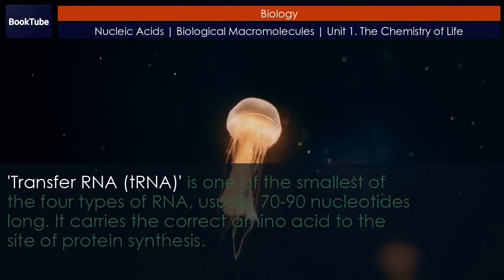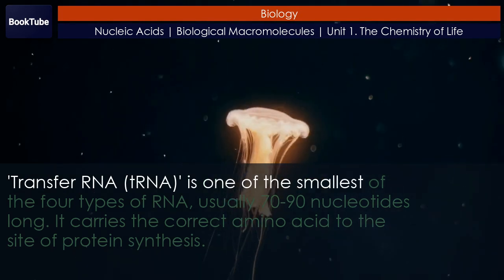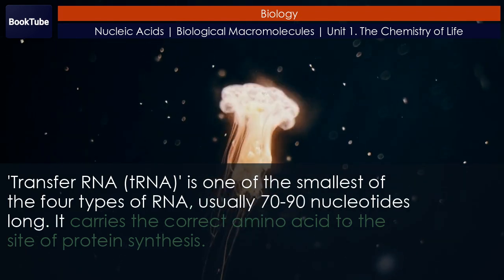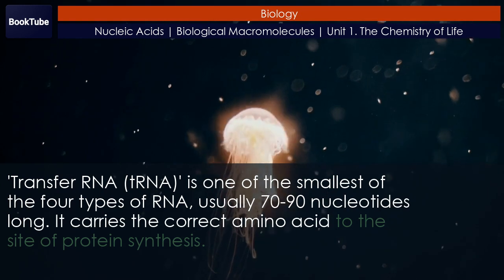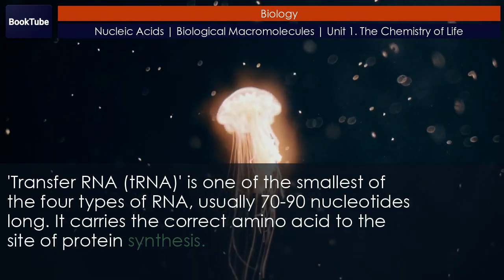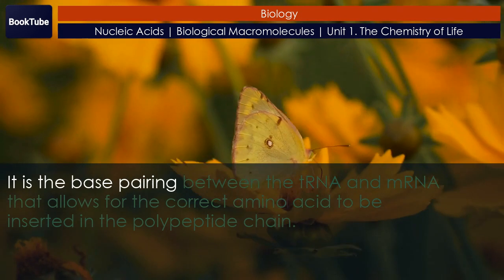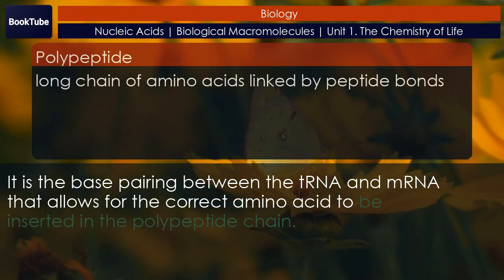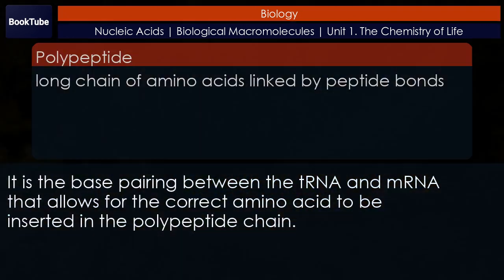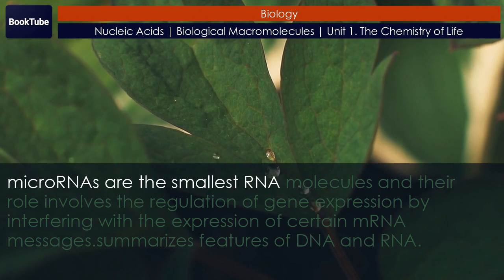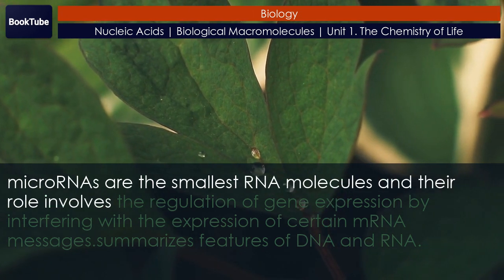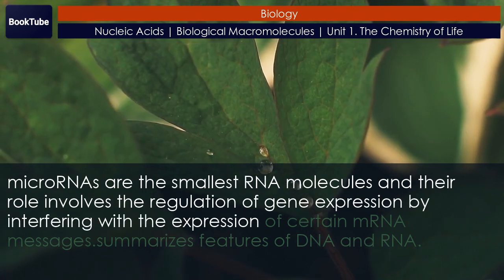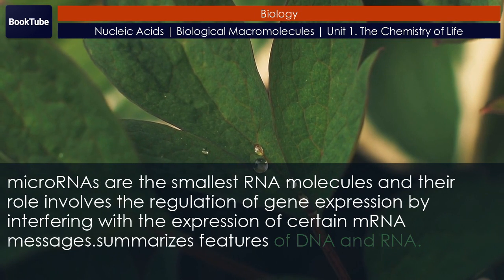Transfer RNA, tRNA, is one of the smallest of the 4 types of RNA, usually 70 to 90 nucleotides long. It carries the correct amino acid to the site of protein synthesis. It is the base pairing between the tRNA and mRNA that allows for the correct amino acid to be inserted in the polypeptide chain. MicroRNAs are the smallest RNA molecules and their role involves the regulation of gene expression. By interfering with the expression of certain mRNA messages, summarizes features of DNA and RNA.